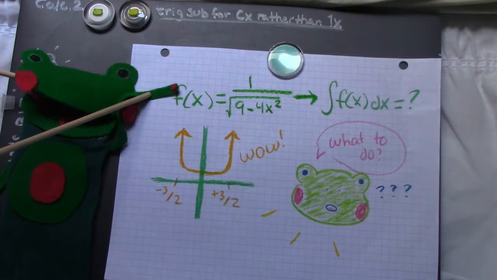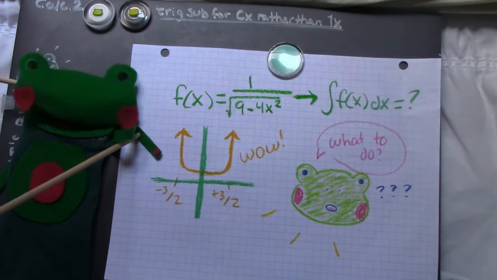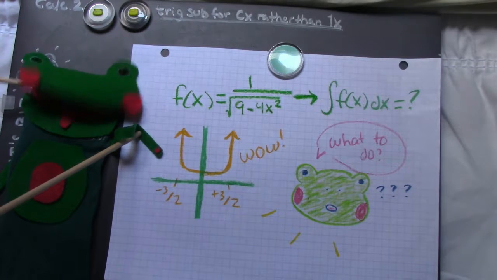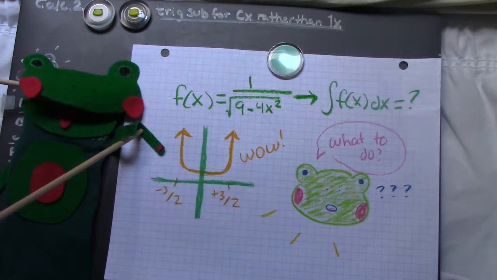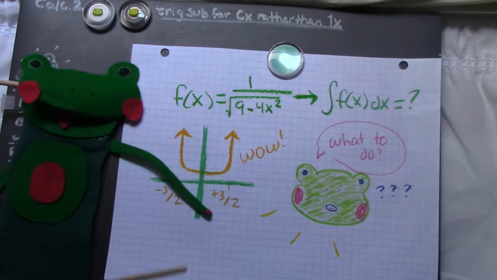So here's our function right here. We want to find the integral of this. This is what the function looks like. It has vertical asymptotes at -3/2 and +3/2. It extends infinitely upwards and looks pretty intimidating.